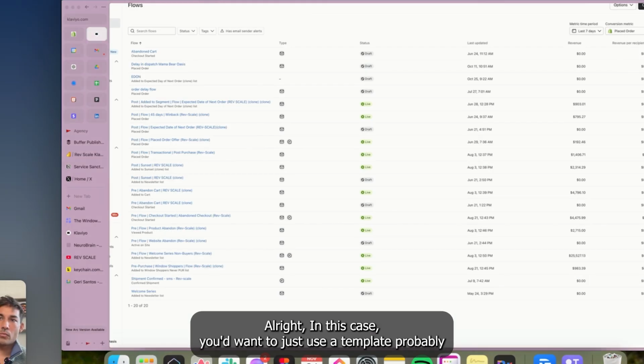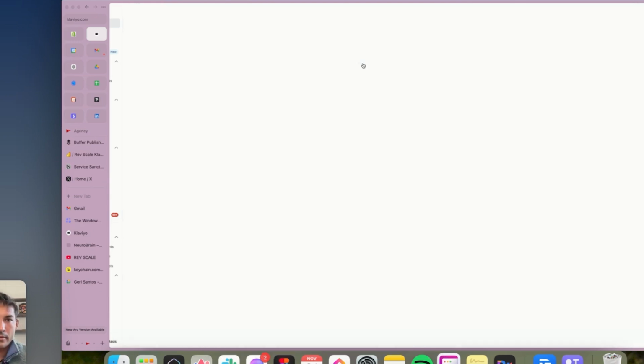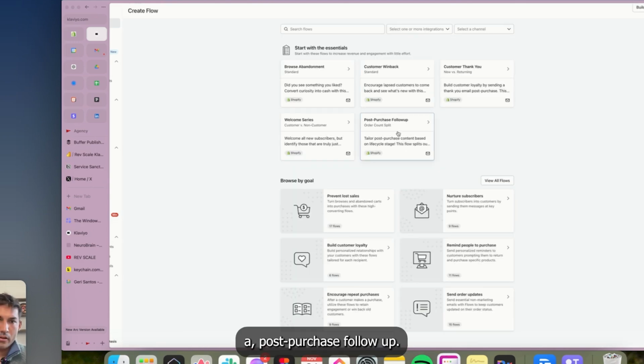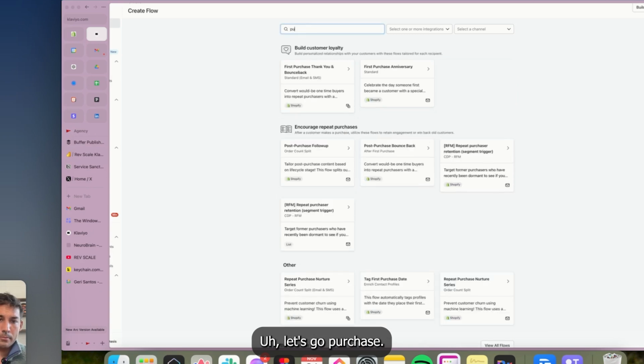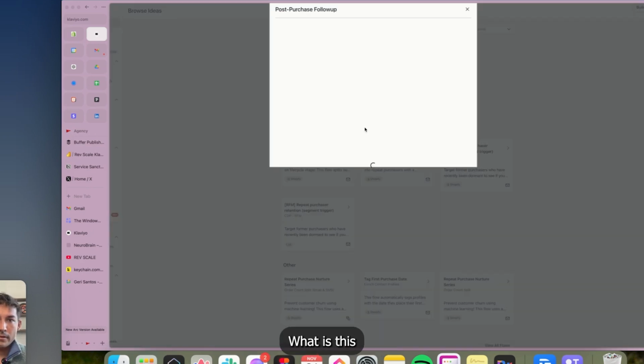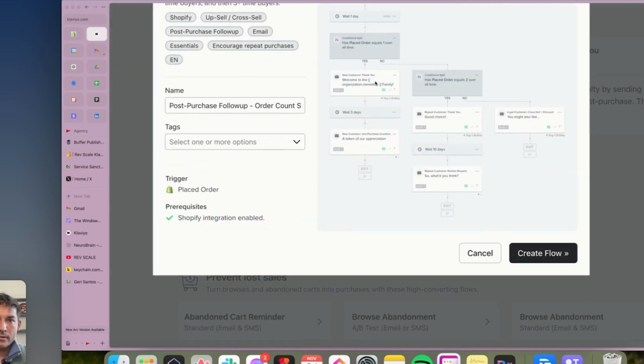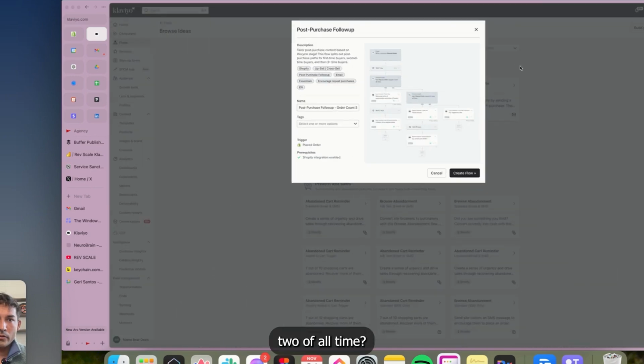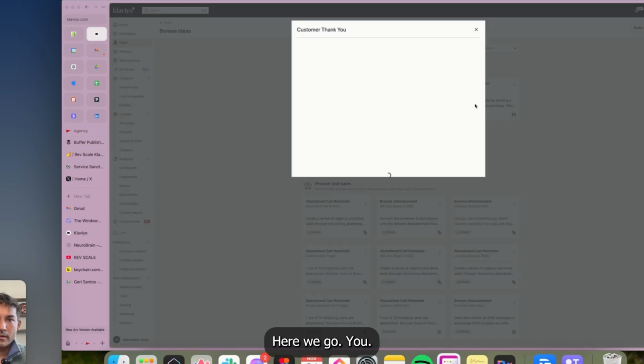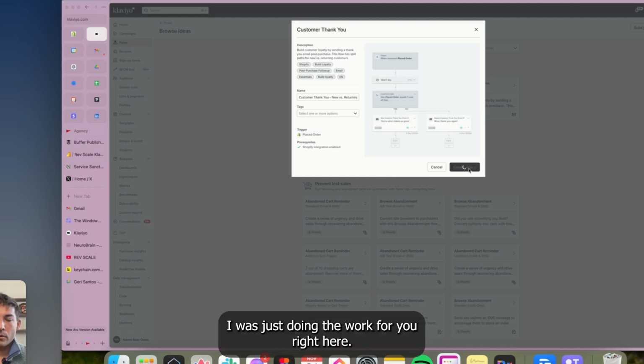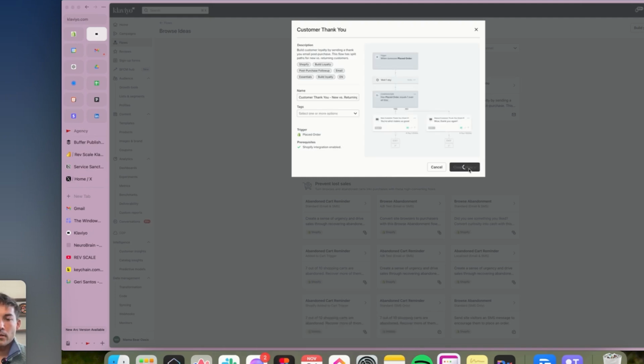All right, in this case, you'd want to just use a template probably. Post-purchase follow-up. Let's go purchase. Okay, what is this? It's two overall time. So here we go. It's just doing the work for you right here.